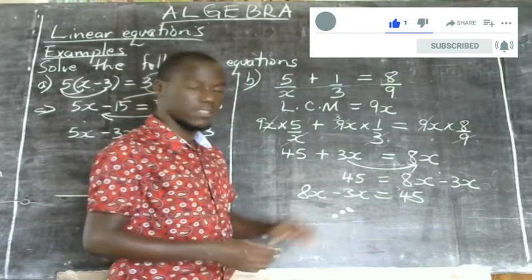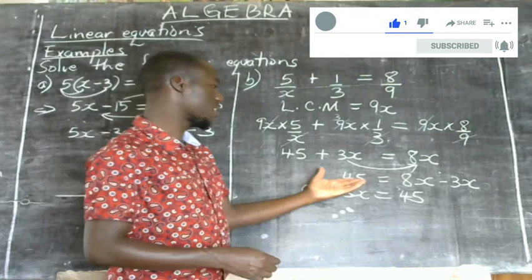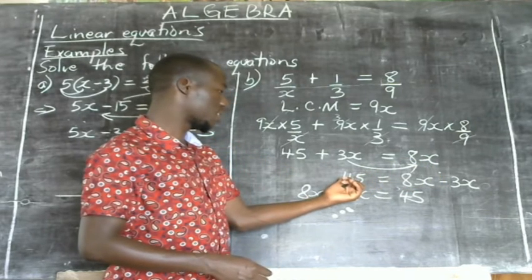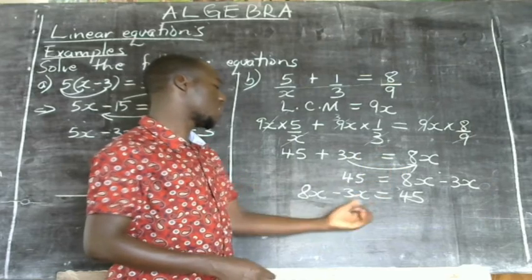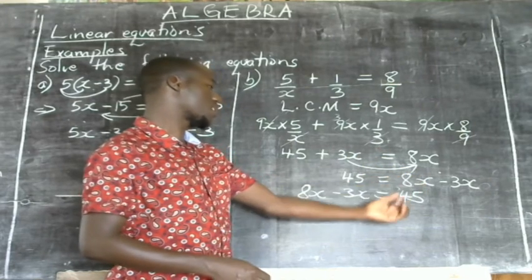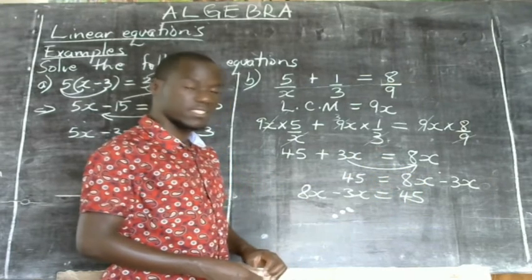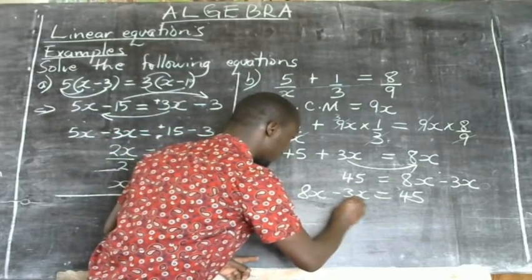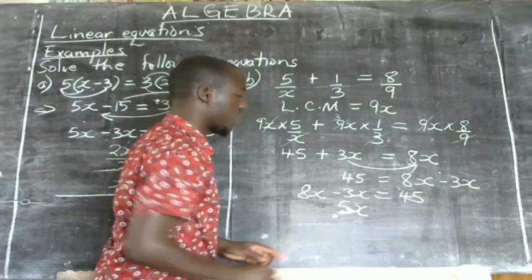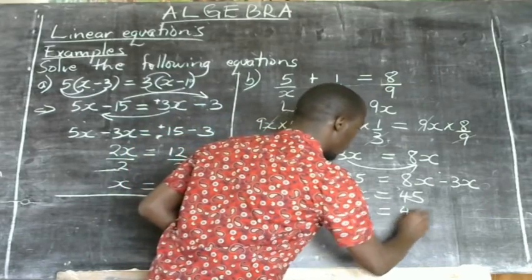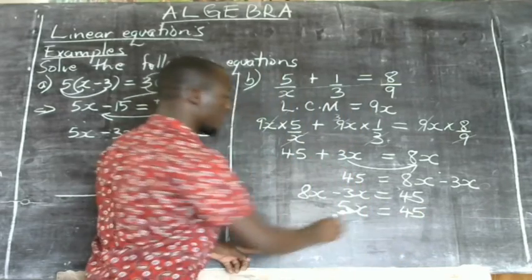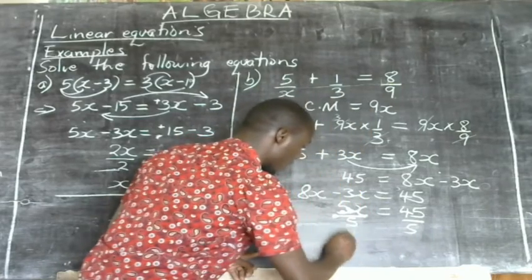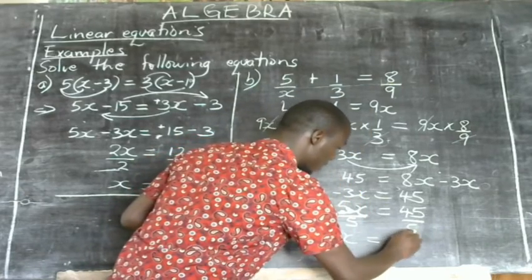So the two there, they are the same. The right hand side is equal to the left hand side. So that means that even that part there is also equal to that side there. So this one here, I'm going to be having 5x is equal to 45. Then I divide both sides by 5 to get my value of x as 9.